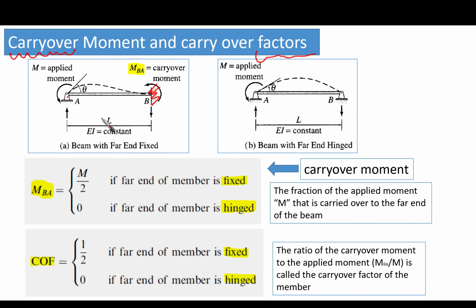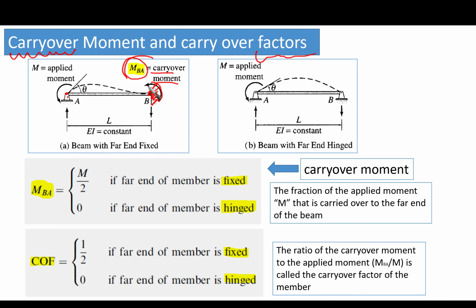We found something very interesting. Whenever the far end is fixed, there is a moment that is going to be developed. We call it MBA, and we are going to give it a name. We're going to say this moment is the carryover moment. This means whenever you apply a moment on joint A, you're going to find that another moment is developed at the fixed far end. This carryover moment is denoted as MBA.